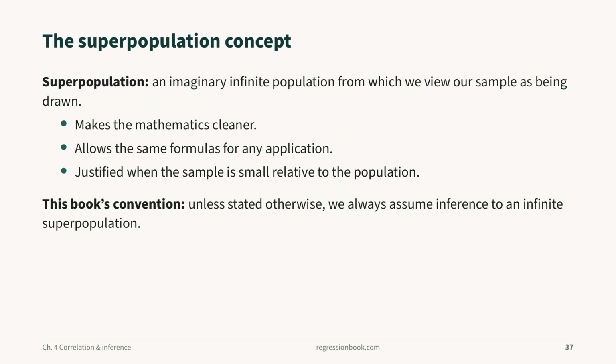The superpopulation is an imaginary infinite population from which we view our sample as drawn. It makes the mathematics cleaner, it lets the same formulas serve every application, and it is well justified whenever the sample is small relative to the population. Note the book's convention stated here once and used everywhere. Unless said otherwise, inference targets an infinite superpopulation.